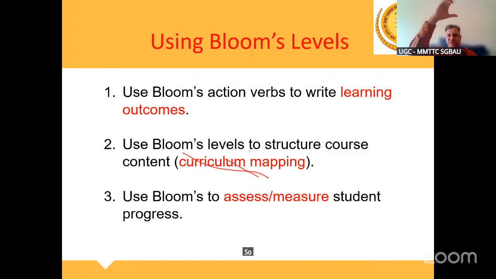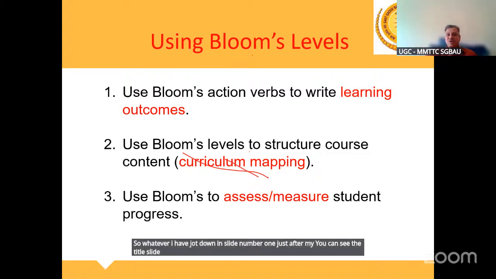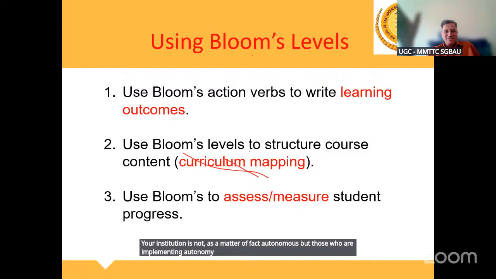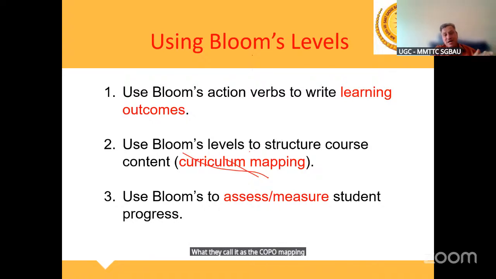Use Bloom's action verbs to write learning outcomes. So whatever I have jotted down in slide number 1, just after the title slide, those learning outcomes you can very well write by using Bloom's keywords, right? Using Bloom's level to structure course content, that is curriculum mapping. Your institution is not, as a matter of fact, autonomous, but for those who are implementing autonomy, the biggest challenge is how to map all those objectives when you design the curriculum, what they call the CO-PO mapping and so on, right?